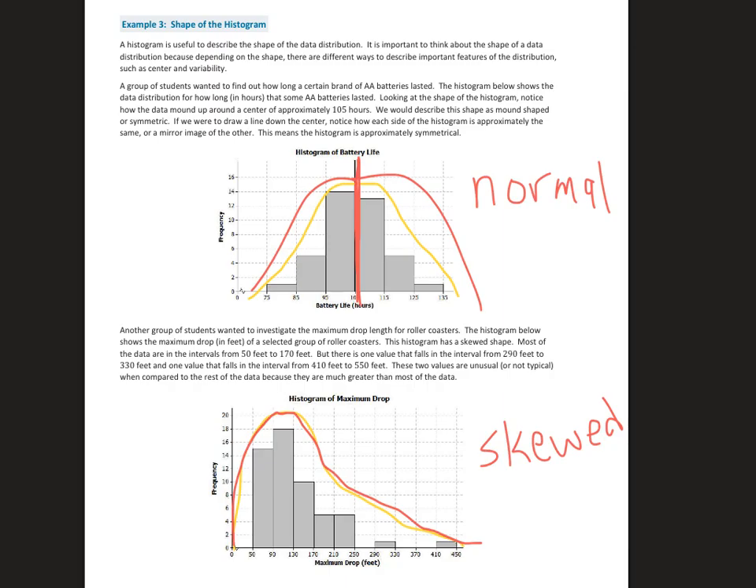And then we can even get more specific: is it skewed left or is it skewed right? So notice with the normal distribution, or not skewed, the middle would most likely have a median, a mean, and a mode all the same. Okay, so data where you're right there in the middle, that peak, that's going to be your mean, your median, and your mode.